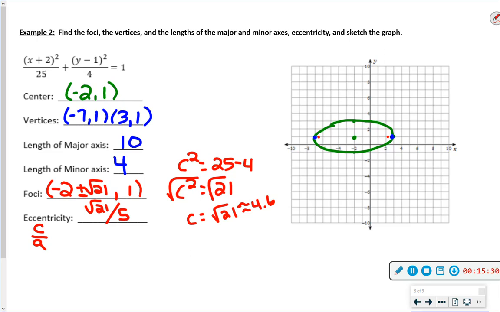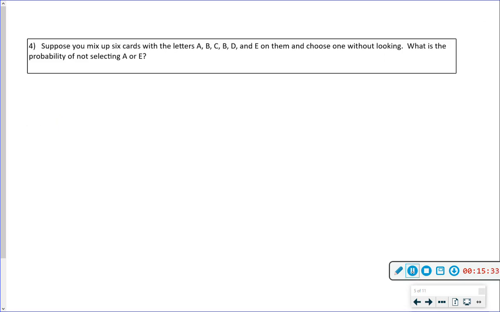All right, 11 ellipse, my friend. Now, here we go. 4, 5, and 6. They're all probability. So, suppose you mix up 6 cards with the letters A, B, C, D, E on them, choosing one without looking. Now, probability. Remember, to calculate probability, it's the favorable outcomes over the total. And remember, you will get the Chapter 8 formula sheet. That is on it.